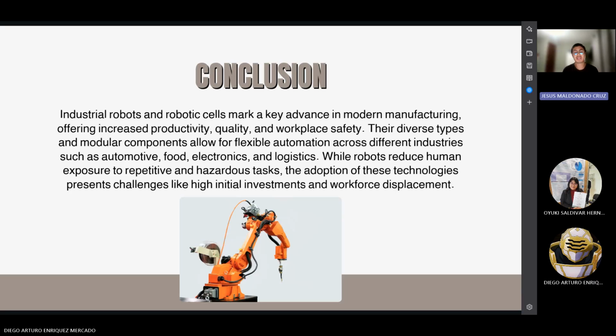In conclusion, industrial robots and robotic cells mark a key advance in modern manufacturing, offering increased productivity, quality, and workflow safety. Their diverse types and modular components allow for flexible automation across different industries such as automotive, food, electronics, and logistics. While robots reduce human exposure to repetitive hazardous tasks, the adoption of these technologies presents challenges like the initial investment and workforce displacement.